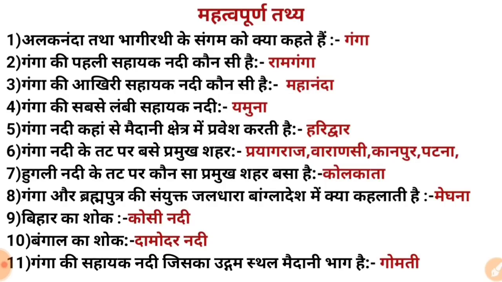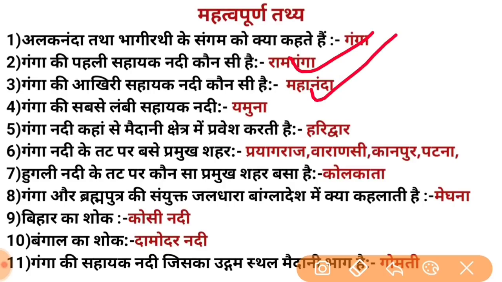So what is the confluence of Alaknanda and Bhagirathi called? It is called the Ganges River, as I told you. And which is the first tributary of the Ganges? This is Ramganga. Which is the last tributary of Ganga? This is Mahananda. And the longest tributary of Ganga is Yamuna.